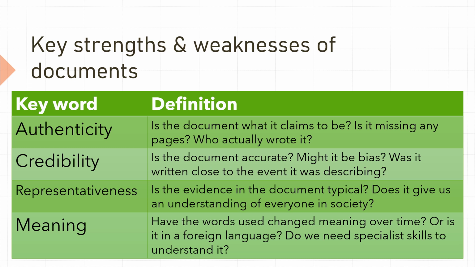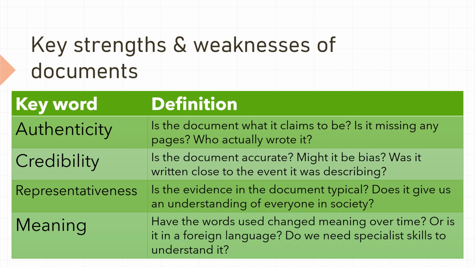But when it comes to documents, it's looking at, well, is the evidence that it's giving typical of all society? Was it the king's view rather than the ordinary people's view, if we're talking about historical documents? Because that's very different. It wouldn't be typical, it wouldn't be representative. Does it give us an understanding of everyone in society or just a select few? And that's an important kind of question that you'd have to ask about your document.